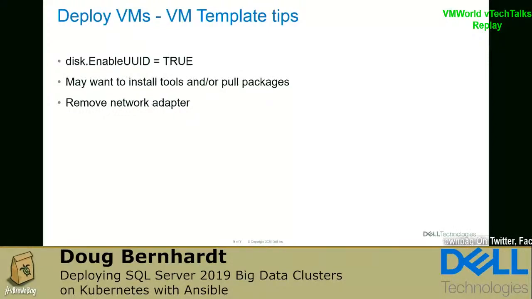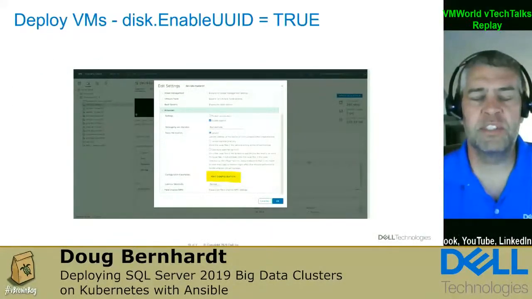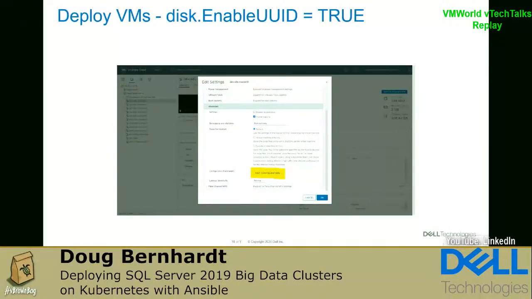When you're finished with the template configuration, after you shut down the VM, remove the network adapter. The deployment scripts will add it back and configure it, but they may not work properly with an existing network adapter. Since setting the disk UUID property is so important, let's quickly run through how to do that. Select a VM, in this case the one to be used as a template, and go to Edit Settings, VM Options, and then click the Advanced section and choose Edit Configuration.